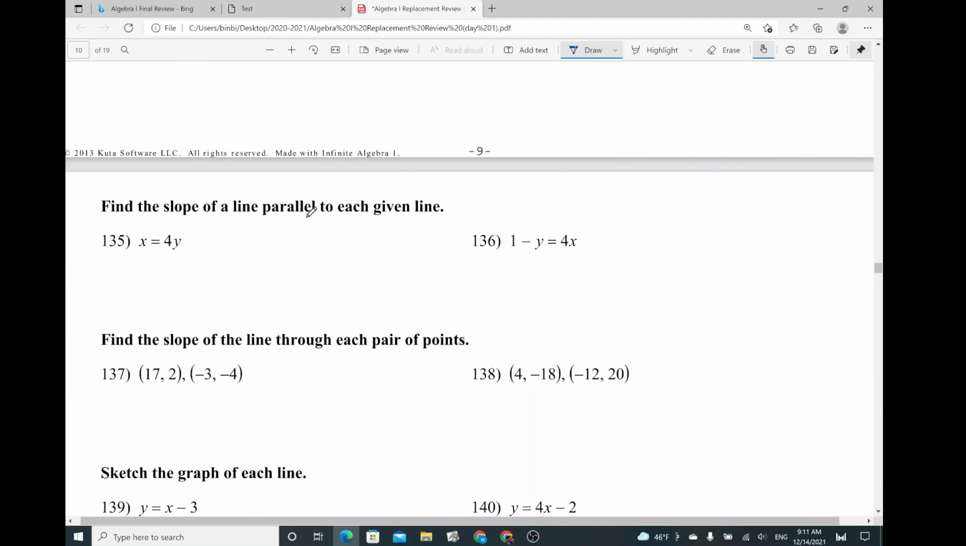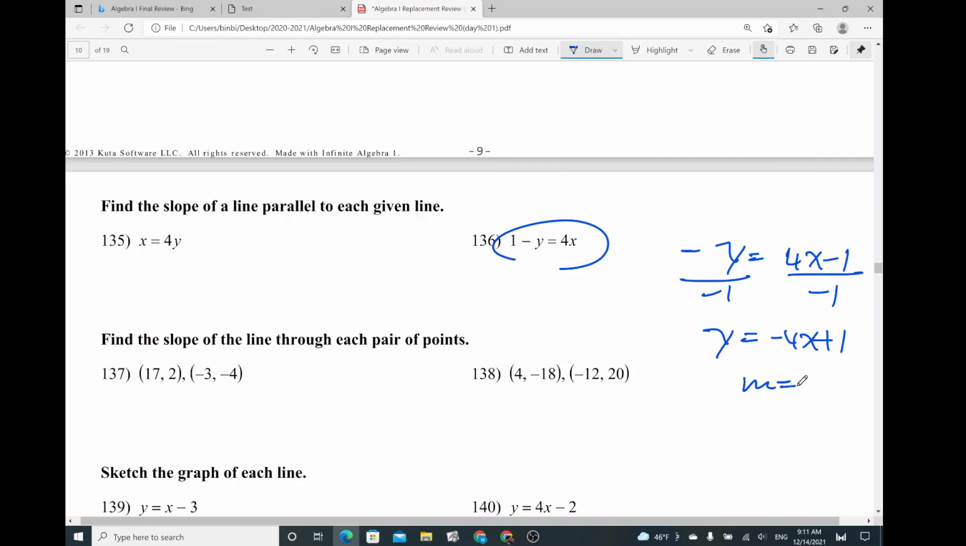So find the slope of the line parallel to each given line right here. Okay, so this one, convert that to the slope-intercept form. Subtract 1 on both sides, divide by -1 on both sides. So we got y equals -4x plus 1. So the slope is -4. So 2 lines are parallel, that means the slope got to be exactly the same.